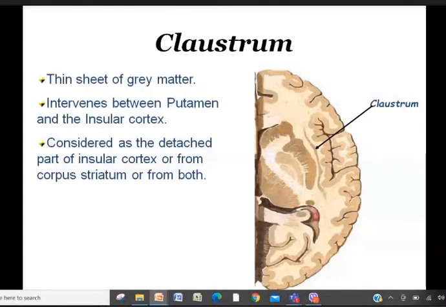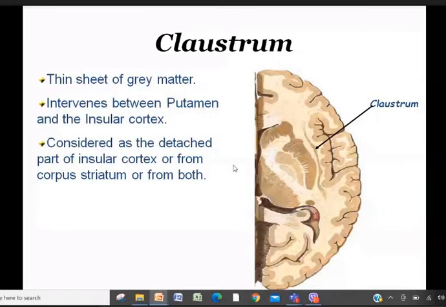This is the same thing. So look at it, this is the claustrum. It is the thin sheet of gray matter intervening between the putamen and the insular cortex. So this as a whole is the insular cortex, this is the putamen, and this is the claustrum.